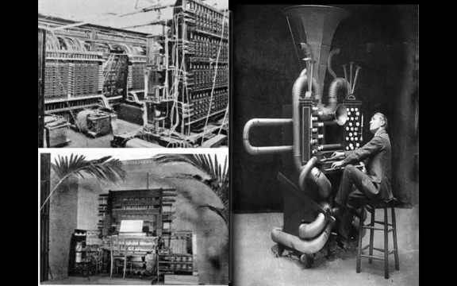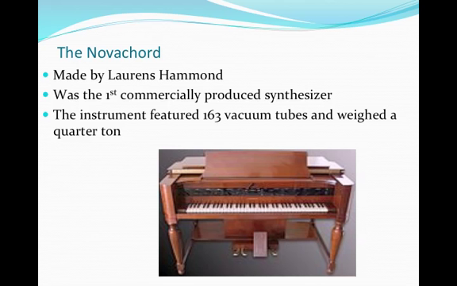These are a few pictures that depict what a theremin looks like. The Novachord was the first commercially manufactured synthesizer, built by Hammond Organ Company from 1938 to 1942. The instrument featured 163 vacuum tubes and weighed 500 pounds. The instrument's use of envelope control is perhaps the most significant distinction between it and the modern synthesizers we have today.